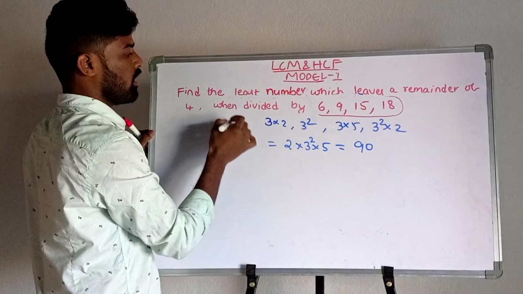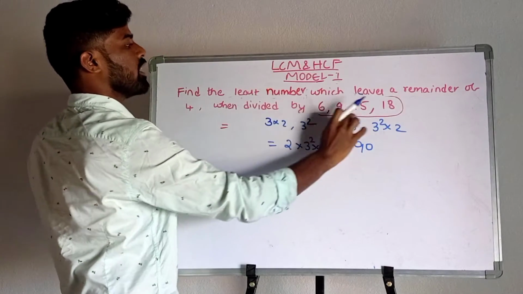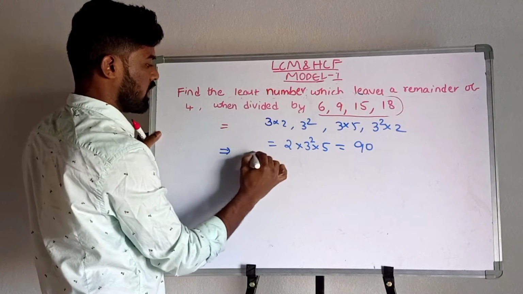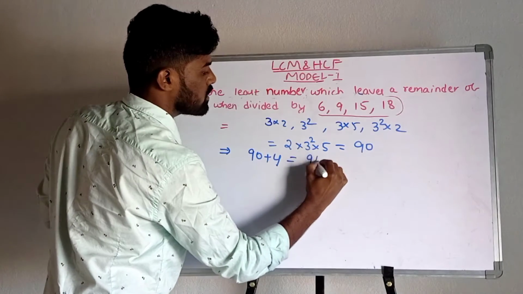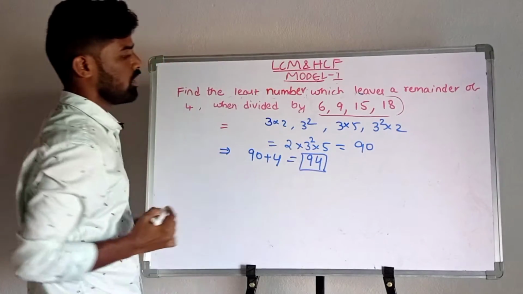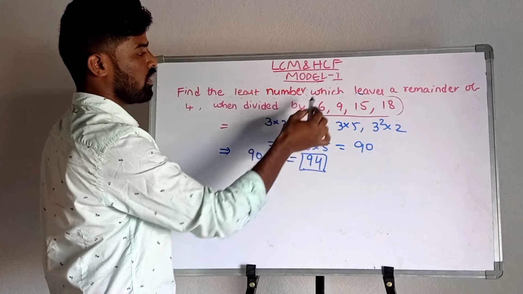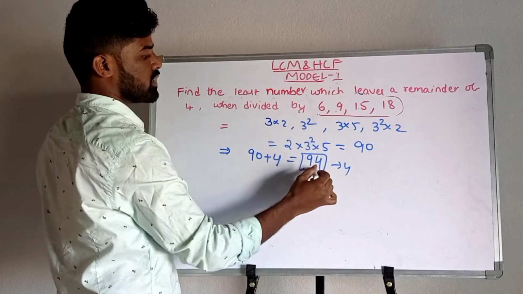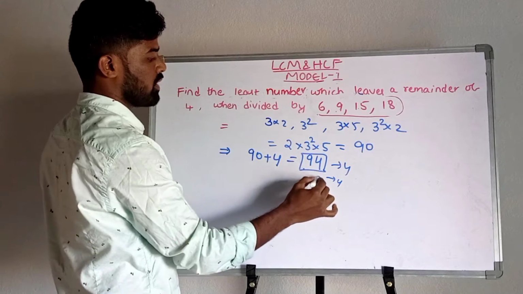LCM is 90, but our required number should leave a remainder of 4 when divided by these 4 numbers. That means we can simply add 4 to the LCM. Our answer is 94. This number when divided by 6 leaves a remainder 4, by 9 leaves a remainder 4, 15 into 6 is 90, remainder 4, 18 into 5 is 90, remainder 4.